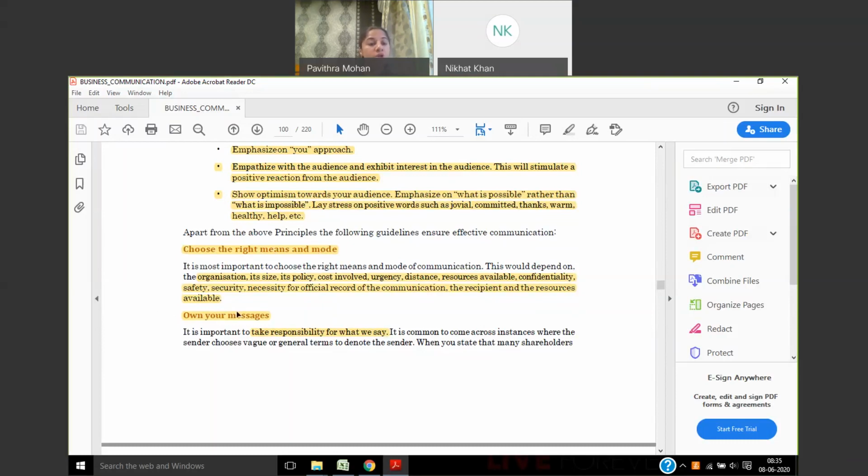Then you have: own your messages. Take responsibility for what you say. So the next important thing is, whatever message you are trying to convey as a sender, kindly ensure you're sending it with complete understanding. You can't blame another person, saying that this person has given me this information, and based on that I have passed across the information to multiple receivers.